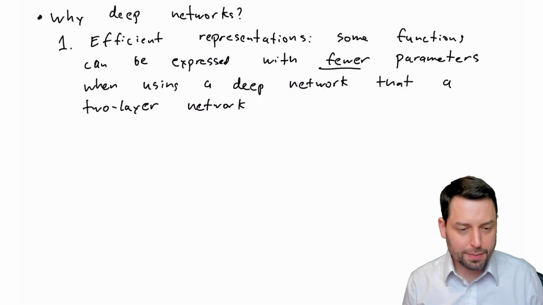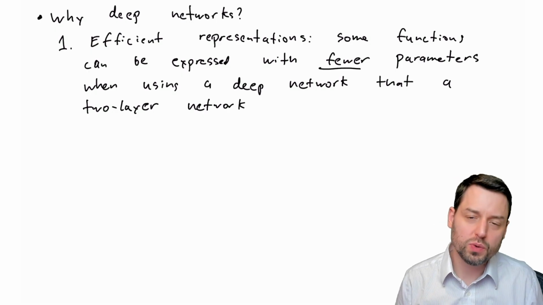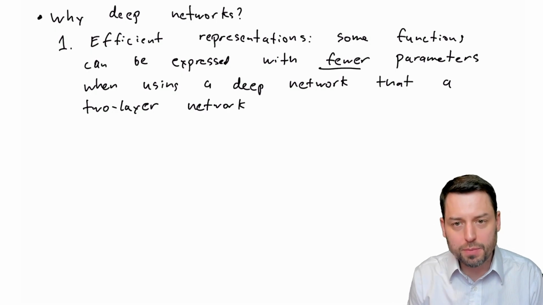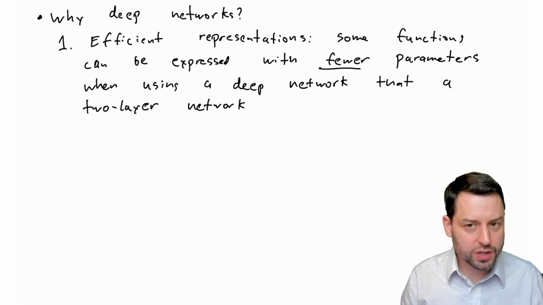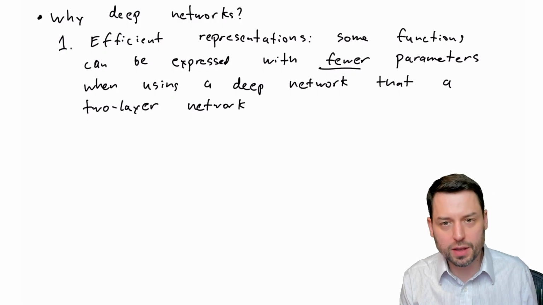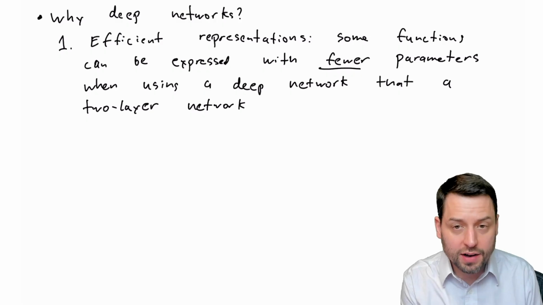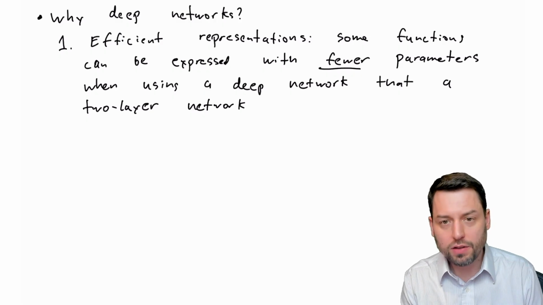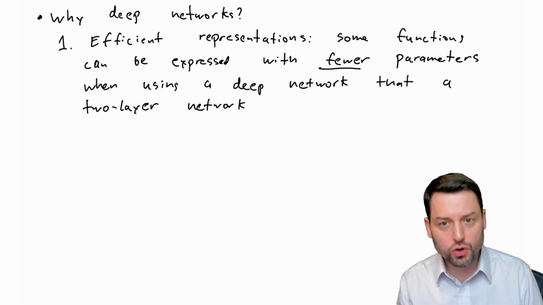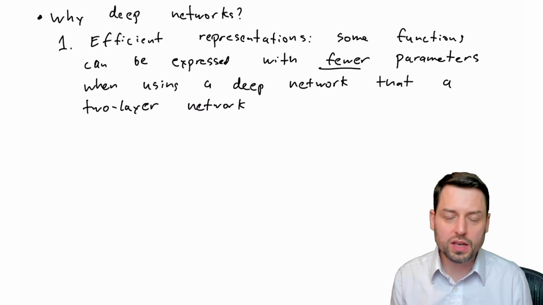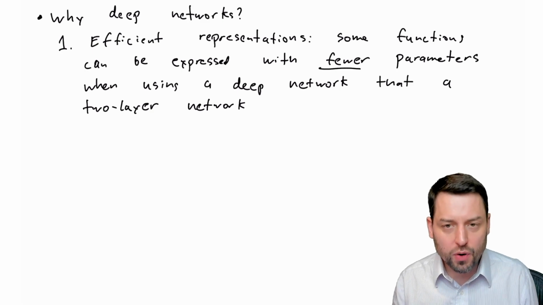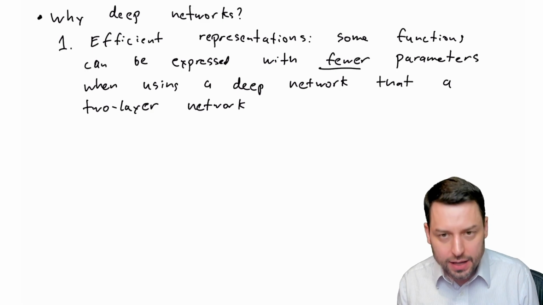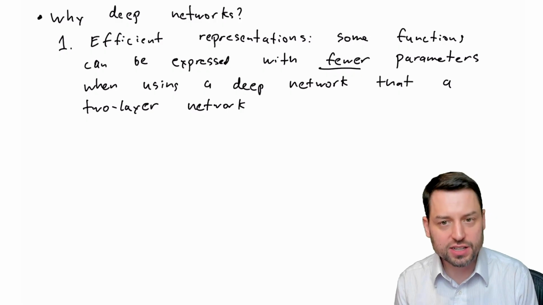A classical example, which I'm not going to get into, is what's called the parity function. So if I want to take an input, say my input was all zeros and ones, and I want to create a function that predicts whether there's an even or odd number of zeros and ones, it turns out that if you do this with a two-layer neural network, you will need a number of hidden units, d, that is exponential in the size of the input.